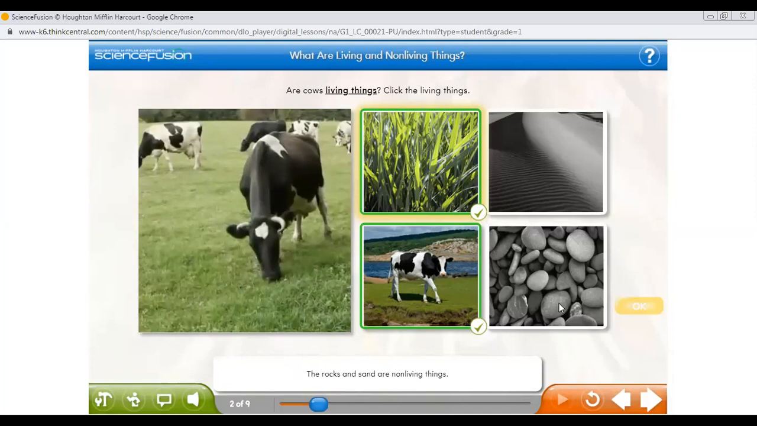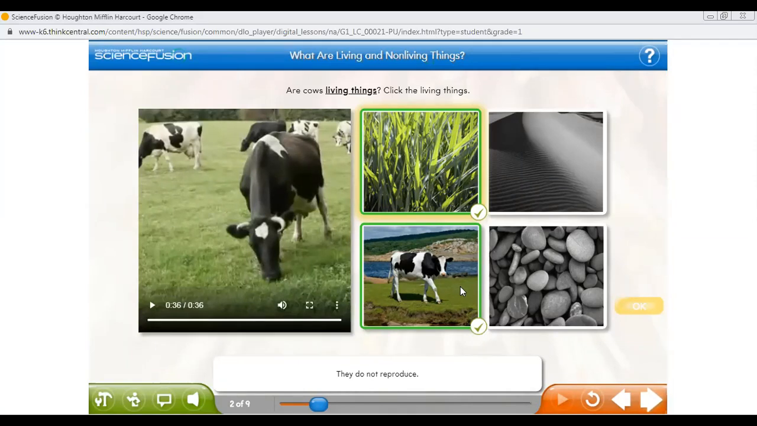The rocks and sand are non-living things. They can be moved, such as by water or wind, but they cannot move on their own. Rocks and sand do not need food, water, air, and space to live. They do not reproduce. So now you know the things that are living things, that is the grass or the plant and also the cow. They are all living things. And the sand and the rock are non-living things. They do not need air, they do not grow, they do not move.